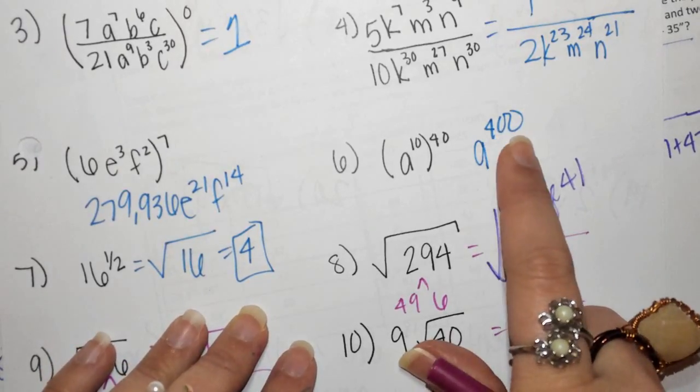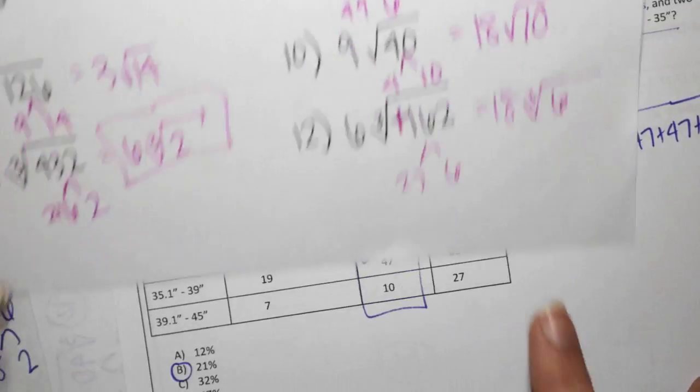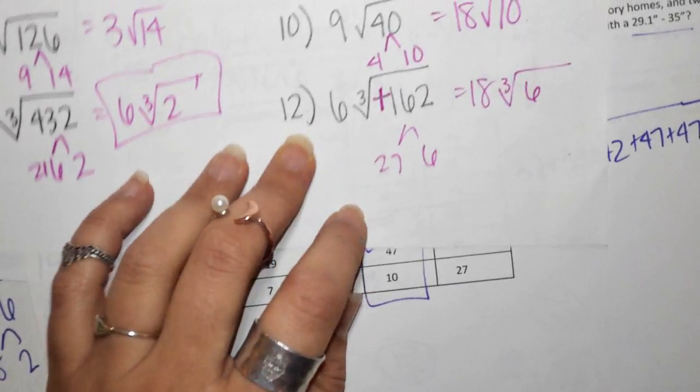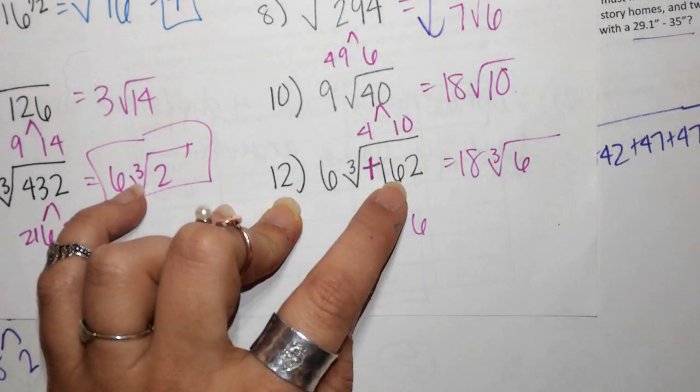Number 12. A to the 400th power. Alright, so for 12, we look for the biggest perfect cube that goes into 162.